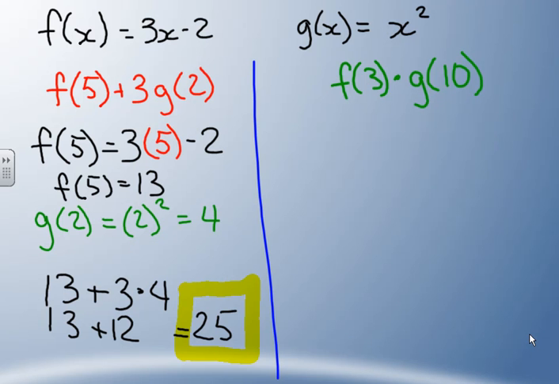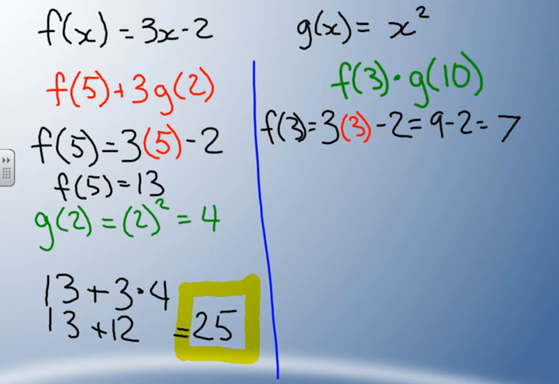f(3), we are going to do f(3) equals, once again using our f function, 3 times, and then whatever I happen to have in for the x. 3 times 3 minus 2 equals 9 minus 2 equals 7. So f(3) equals 7. Then we do g(10). g(10) equals, remember g is just x squared, so whatever we have an x, I just put a 10. It's 10 squared equals 100.